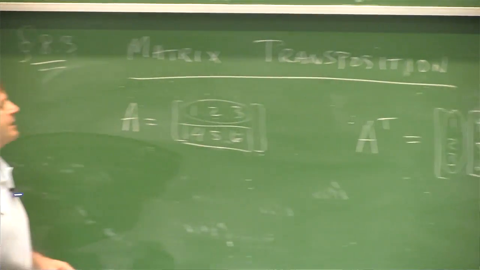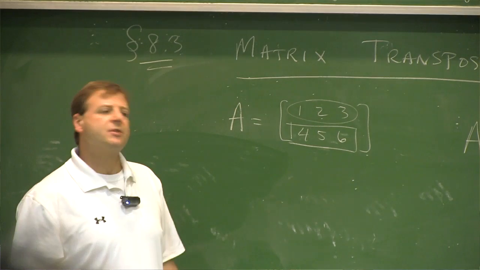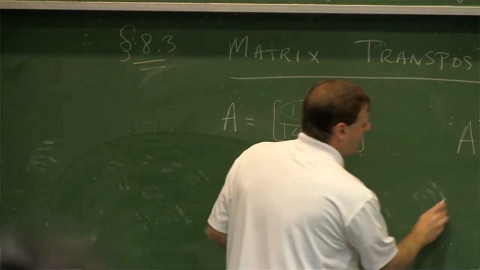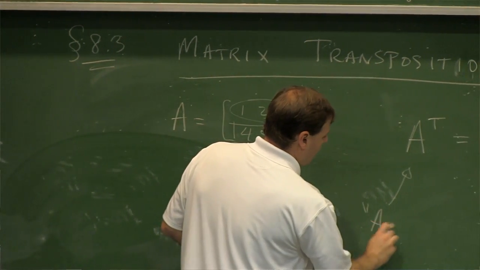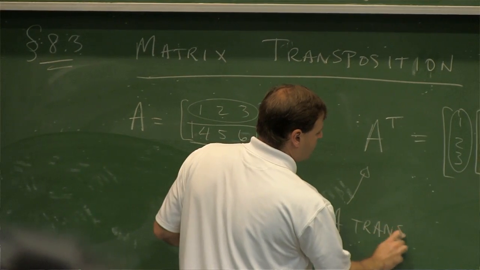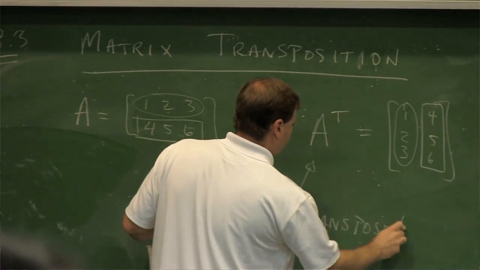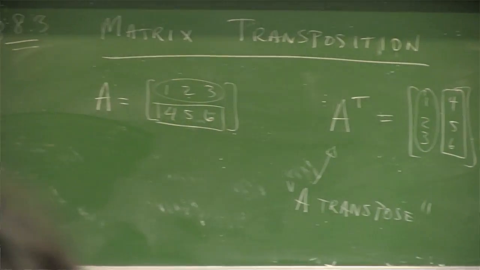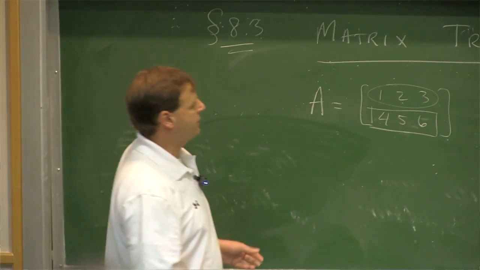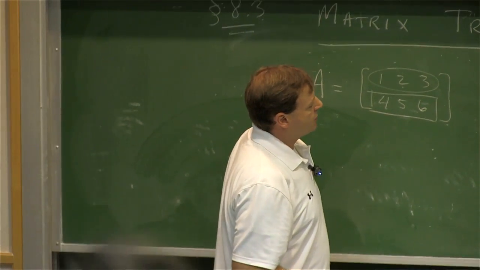And then the way we say this, you could say it's a transposition of A, but we shorten that and we call this A transpose. That's the way you say it in English, A transpose. So it's just a notation.